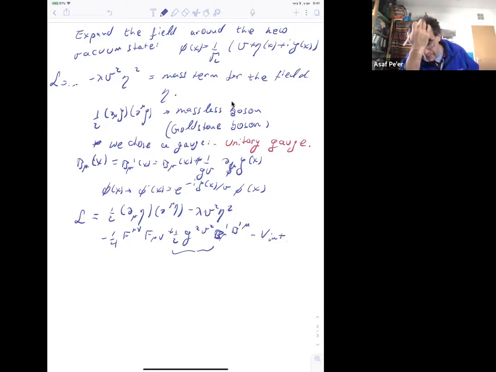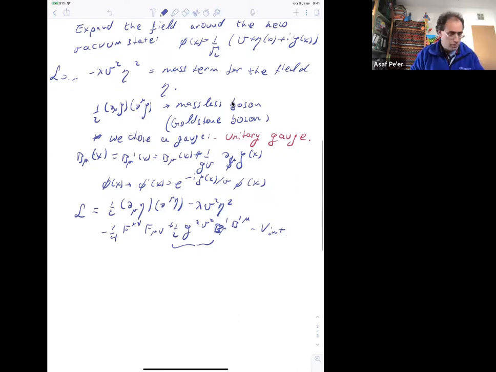And then we said that in this unitary gauge, there's no more massless Goldstone boson. It's been eaten and gave mass to the vector boson. That's pretty much as far as we went on Tuesday. Any questions before we proceed to what happens in real life, in the real world?